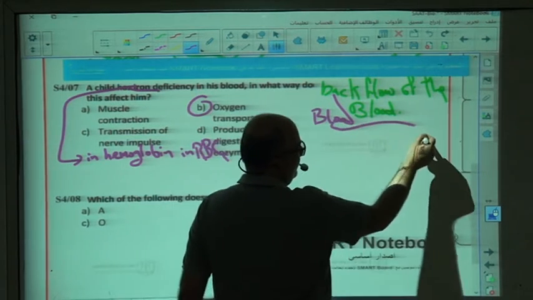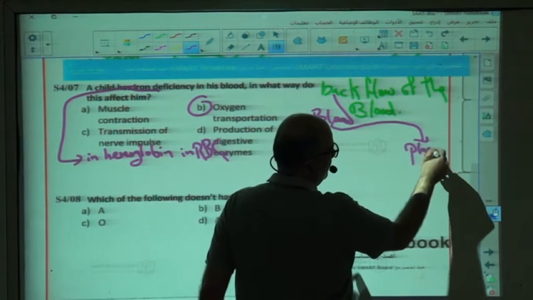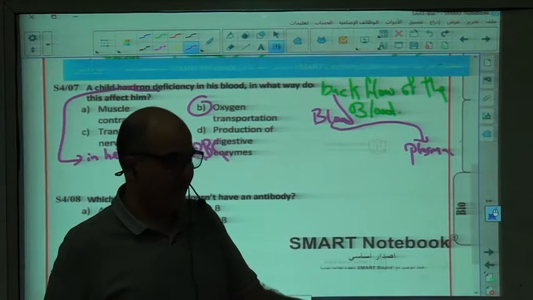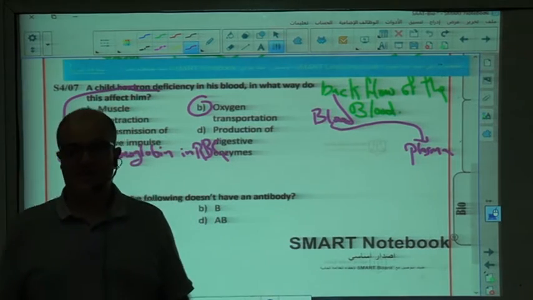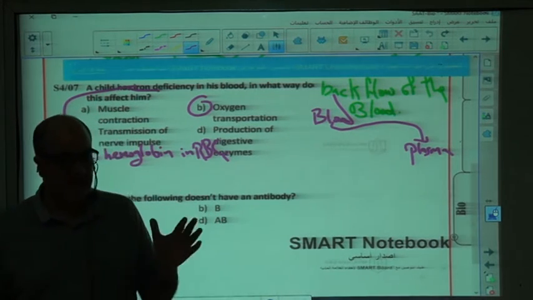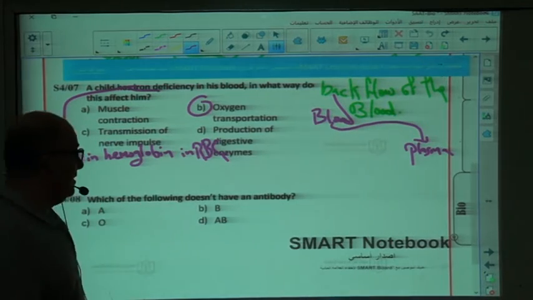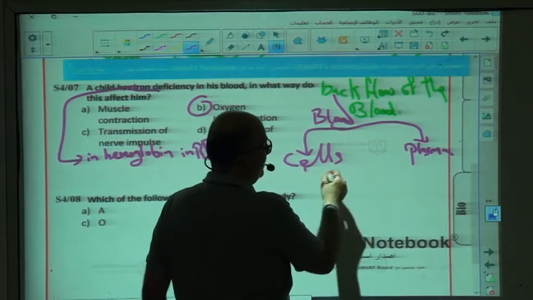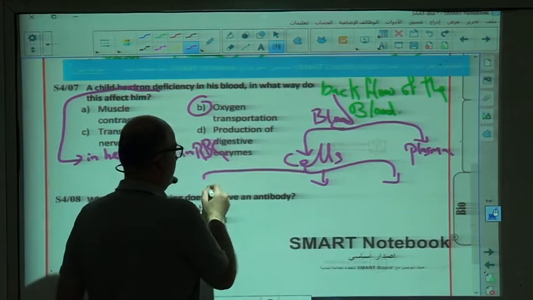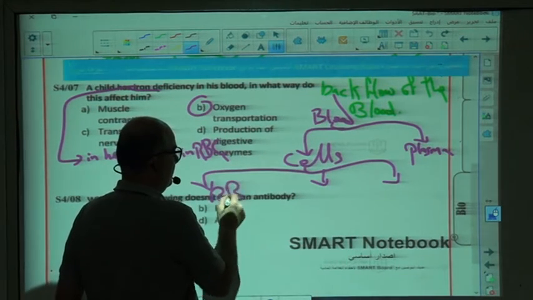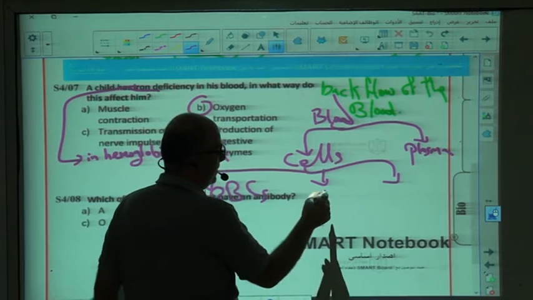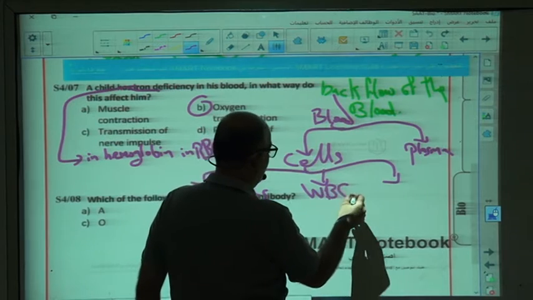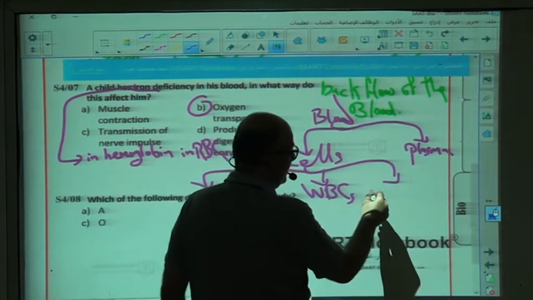Now, in the blood, the last part of the circulatory system, we have plasma. Plasma is a liquid. The cells swim in it. It consists of water and dissolved substances, gases, wastes, okay? We have the blood cells, and there are 3 types: RBCs, WBCs, white blood cells, and platelets.